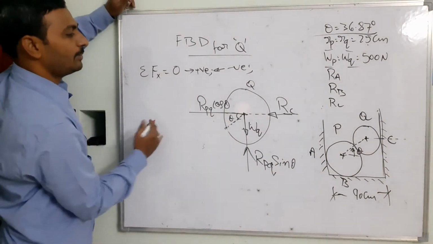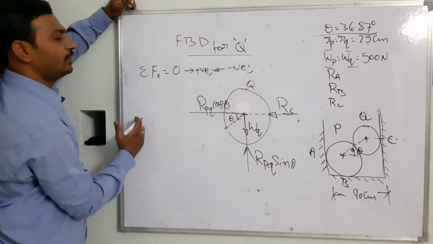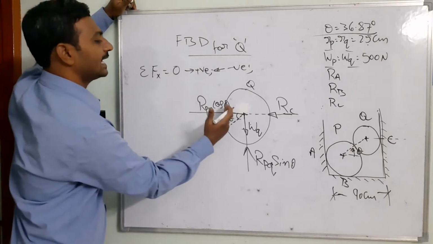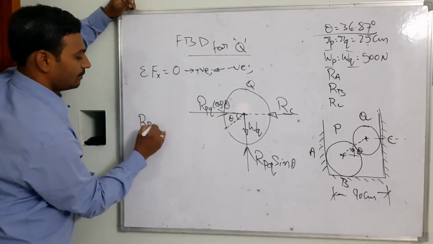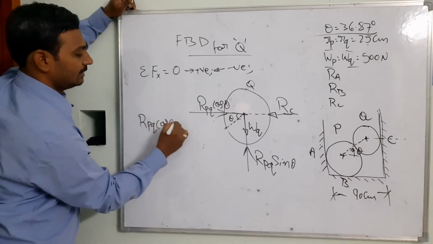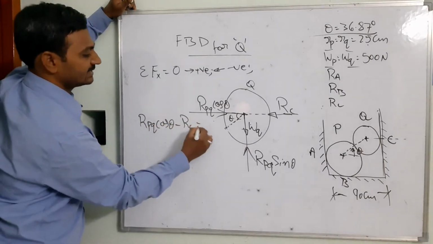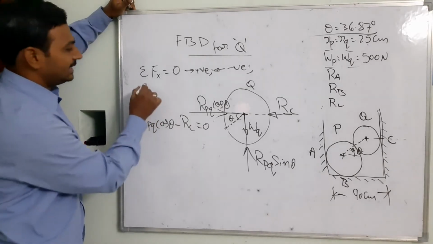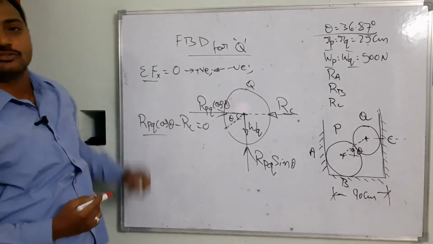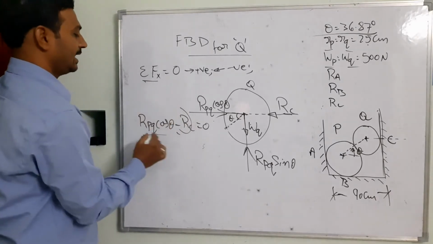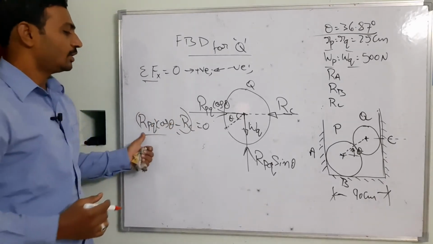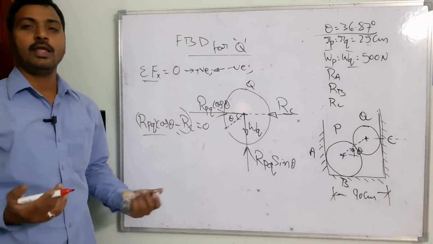So now RC is acting towards this side, and RPQ cos theta is acting towards the right side. So that is RPQ cos theta minus RC equal to 0. That is the equation of equilibrium we have received. Then I need to find out RC as well as RPQ, because two unknowns in a single equation are not possible.